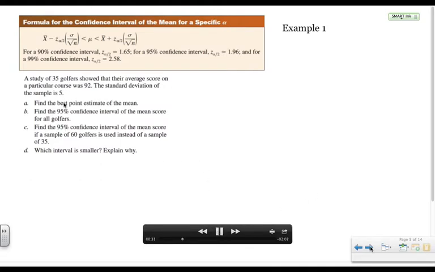First of all, the point estimate, remember, is our sample mean. So whatever our sample mean was, in this case, was 92. So our point estimate is going to be 92. This is what we're predicting the mean should be.